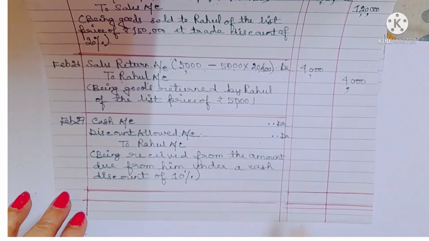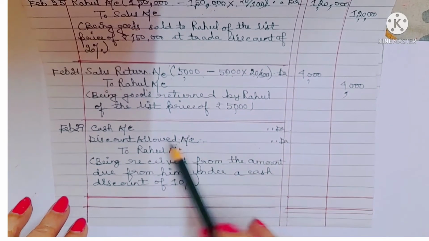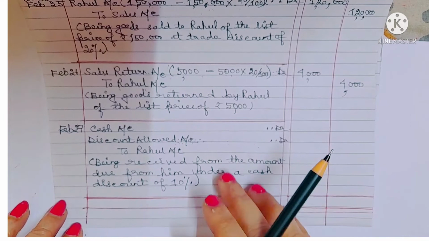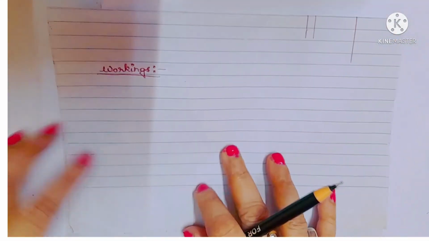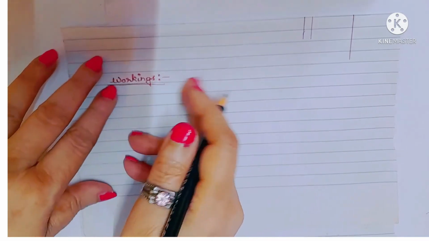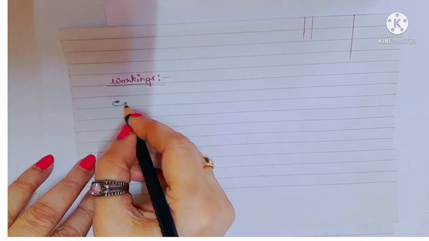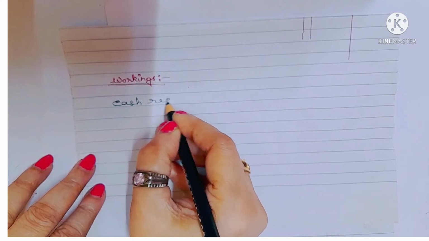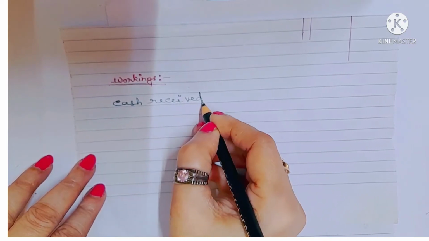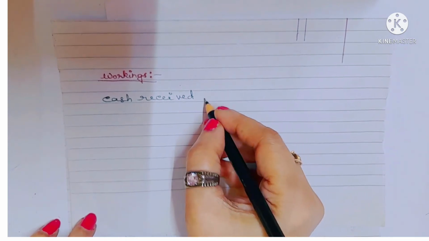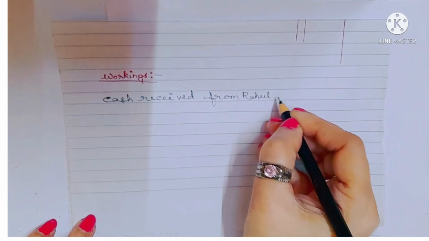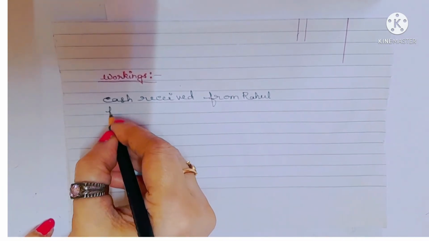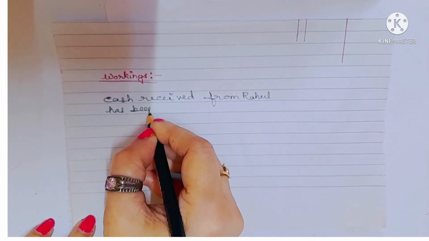Now we have to calculate, we have to do the workings, then only we can write the amount. So let us do the workings. All right. Now let us do the calculations. We got to show the calculations below. Cash received from Rahul has been calculated as follows.